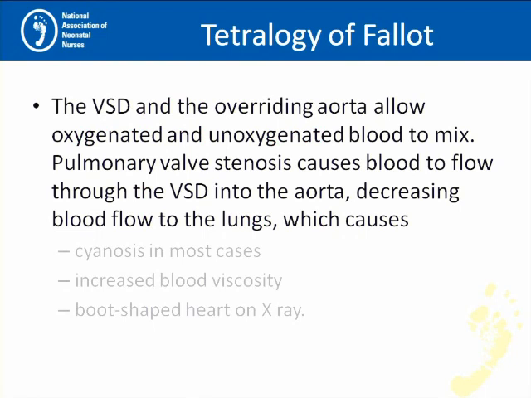The ventricular septal defect and overriding aorta allow oxygenated and unoxygenated blood to mix. Pulmonary valve stenosis causes the blood to flow through the VSD into the aorta, decreasing blood flow to the lungs, which causes cyanosis, hypoxia, and dyspnea. Symptoms depend on the severity of pulmonary stenosis and size of the ventricular septal defect.